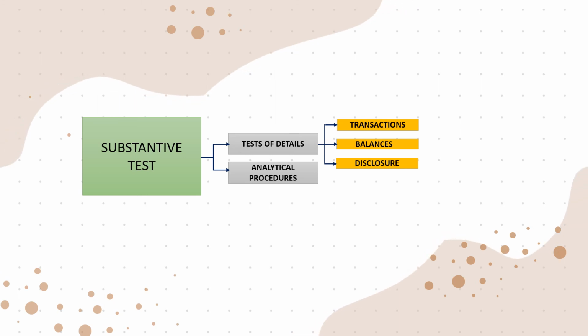Kaya tinawag siya na test of details. So, kaya dito, tinitignan mo na yung nakalagay doon kung tama ba yun, detail by detail. So, dito, tinitignan mo din yung test of detail, transaction, balances, and disclosure. So, yung isa sa substantive test, or yung under sa test of details, ito yung ginagawa natin from the very beginning. Even hindi ka pa nakakapag substantive test, called the analytical procedure.